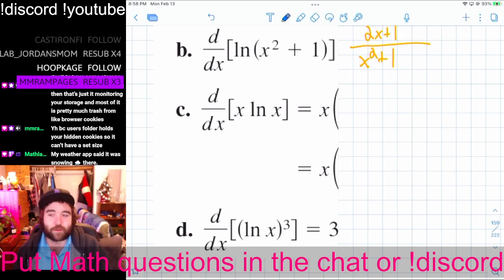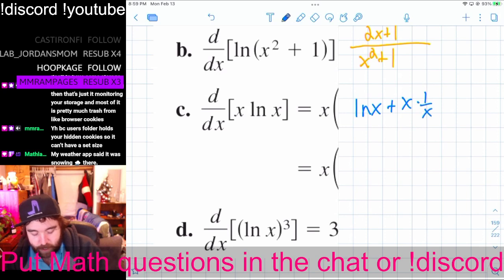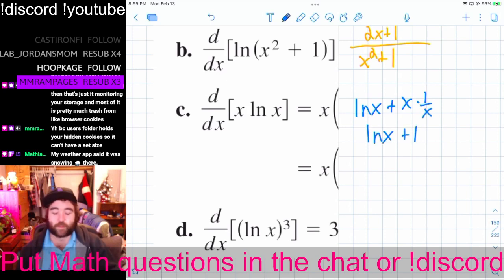So it's product rule. So we got the derivative of the first thing, derivative of x, which is just 1, times the ln of x, 1 times ln of x, plus the normal function x times the derivative of ln of x, times 1 over x. So that's the ln of x plus 1.